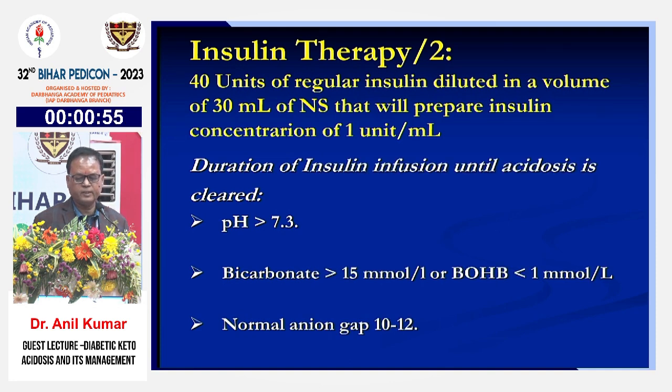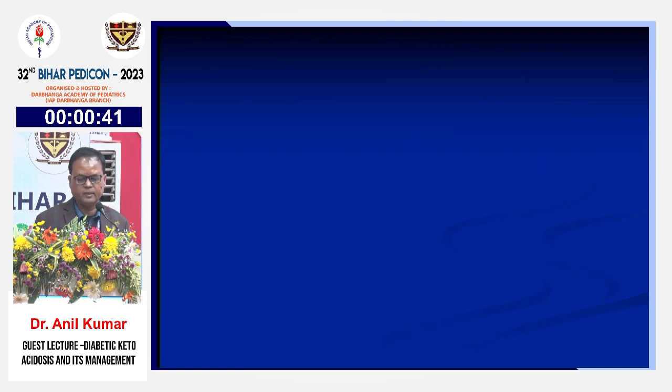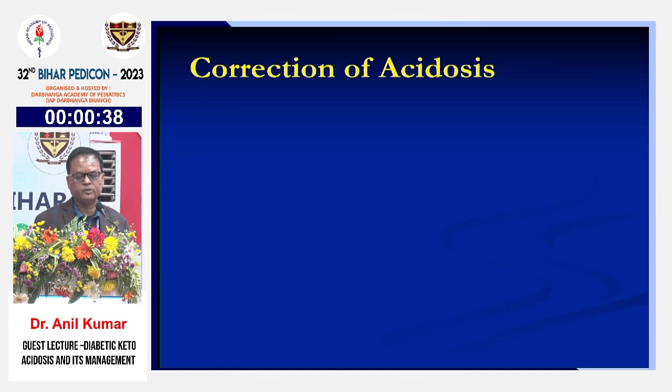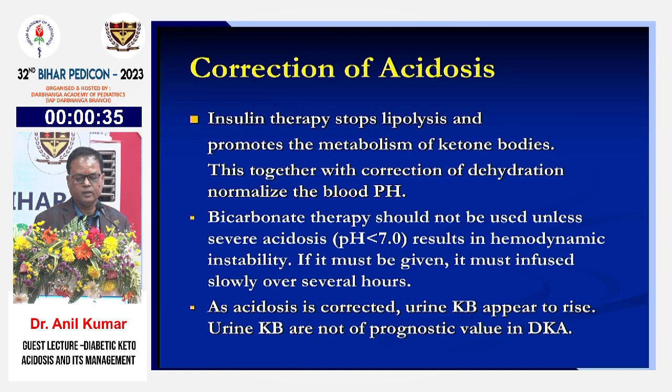Insulin therapy will be continued until the pH is more than 7.3, bicarbonate more than 15, and beta hydroxybutyrate less than 1 millimole per liter, and the anion gap is normal. Then we will stop the therapy or shift to subcutaneous insulin. Insulin therapy stops lipolysis, so the acidosis will automatically correct. There is no need to give bicarbonate. If we give bicarbonate, it will adversely affect and cause hypokalemia, hypophosphatemia.